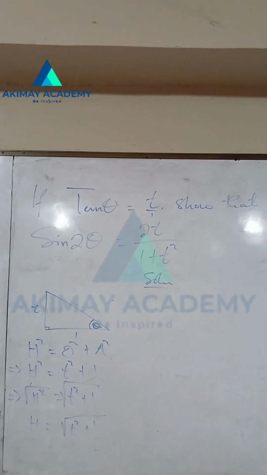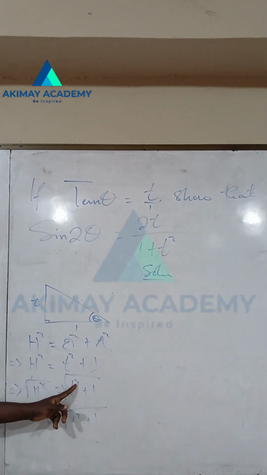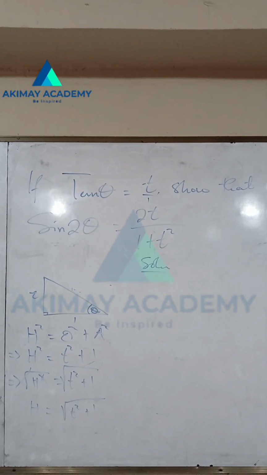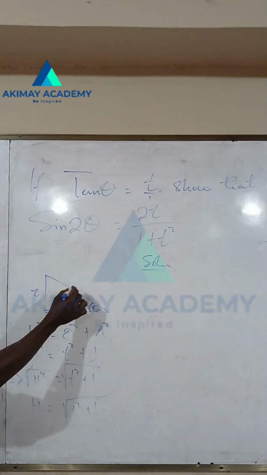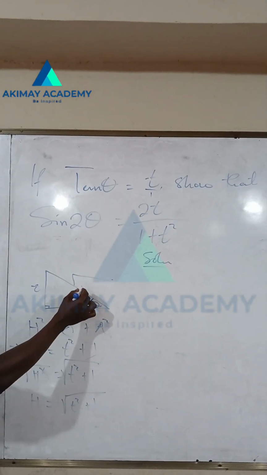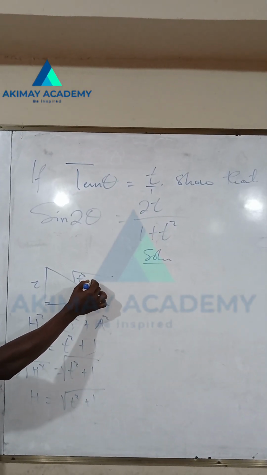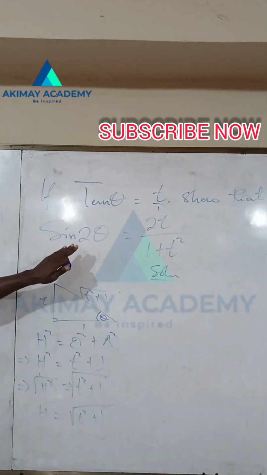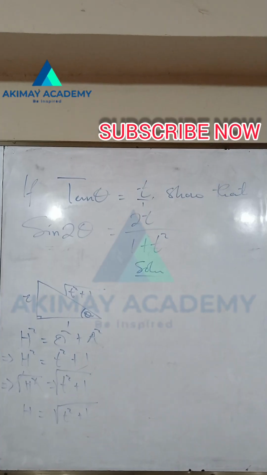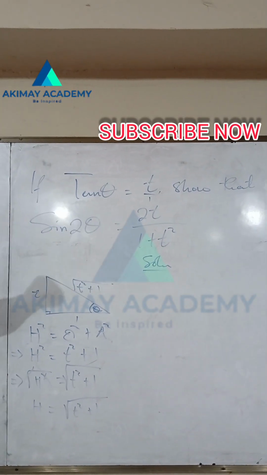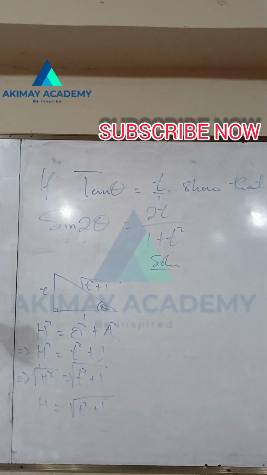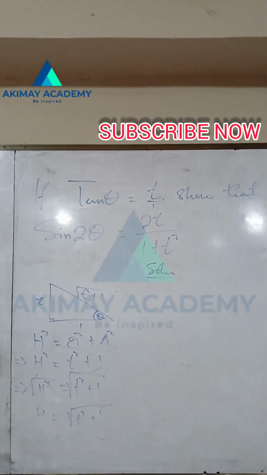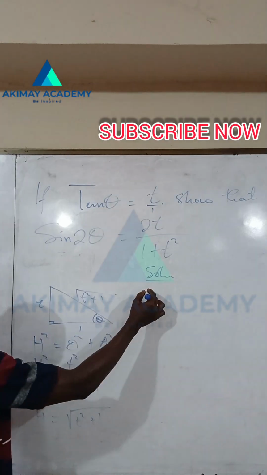Remember that we cannot cancel this one by no means. They move together. So that's what we have. So our hypotenuse is the square root of t squared plus 1. So with this idea, we can find the other ratios, right? You can find sine and also find cos. So let's find our sine.